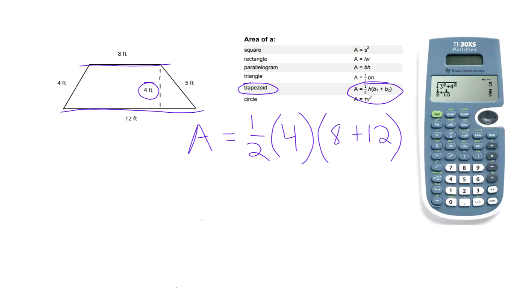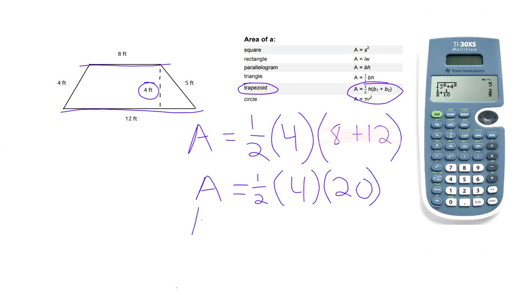Now, the first step for the math is the parentheses, this part. So first we're going to add 8 plus 12, which gives us 20. So I'm going to rewrite that as a 20. Keep the parentheses there strictly because we need to remember that multiplication is what we're going to do. I'm writing this backwards, but there you go. So area is equal to half times 4 times 20. And now we can just punch all that into the calculator. Half of 4, I know right away, is 2. I'll write this out for you.